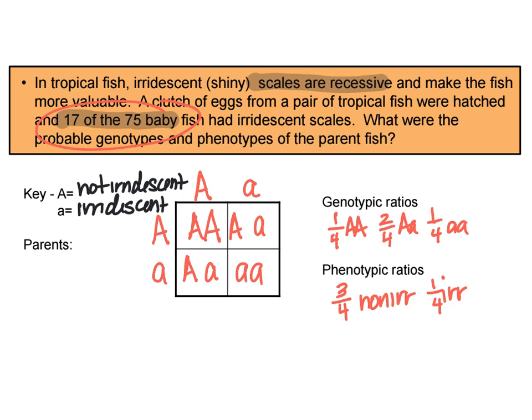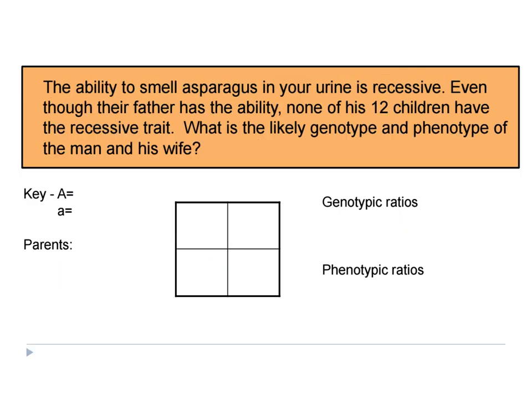So the very last thing I'm going to do are my genotypes and phenotypes of the parent fish. So a big A, little a for one parent, heterozygous, and a heterozygous genotype for the second. This means that both parents are non-iridescent. So I have solved the problem that was asked, which is what are the probable genotypes and phenotypes of the parent fish. All right, so we have one last practice problem.